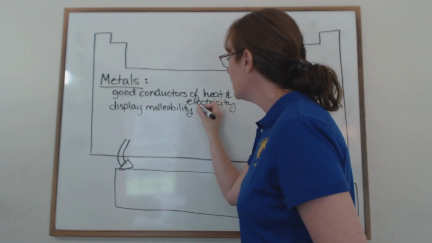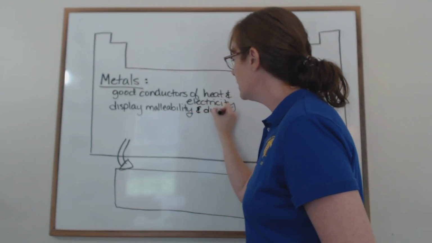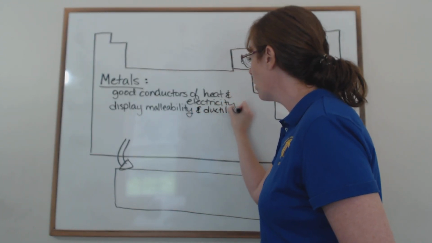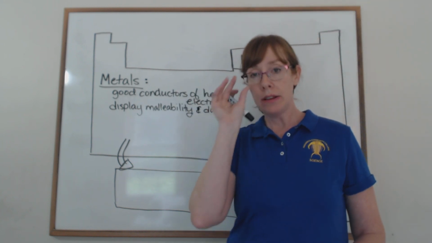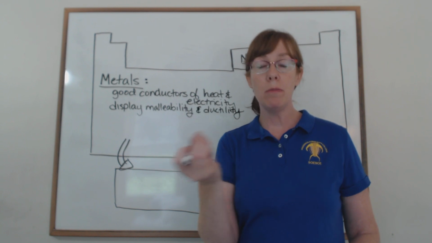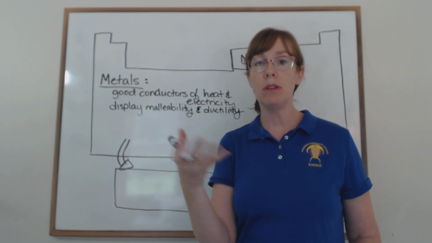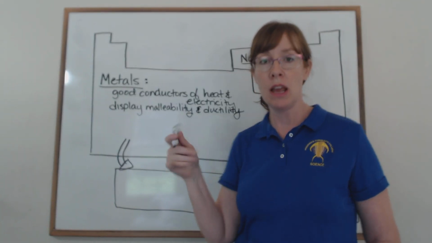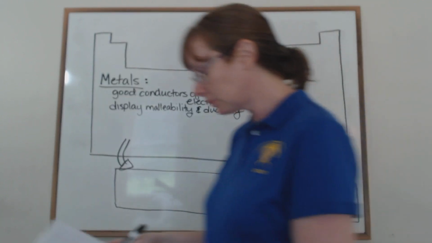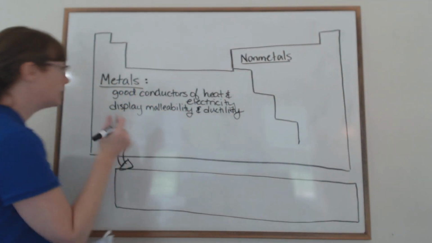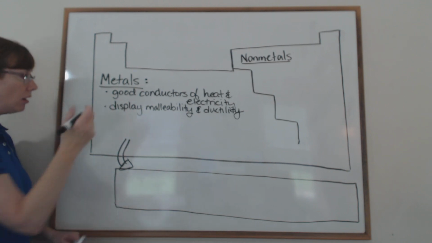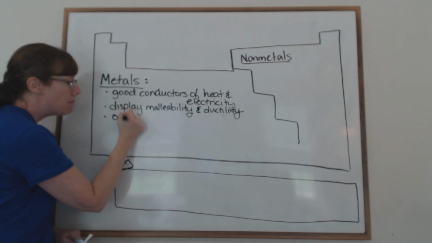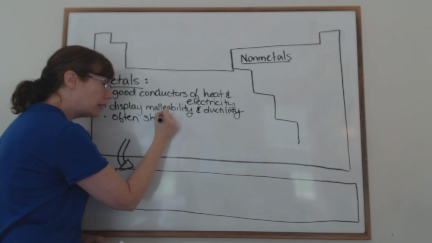And then also ductility. Ductility just means that you can form metals into wires, and we are familiar with metals and wires. If you go to Home Depot, you'll see a bunch of different metals in wires. That's what ductility means. All right, so that's bullet point number 1, bullet point number 2, and then let's go ahead with bullet point number 3. Metals are often shiny.